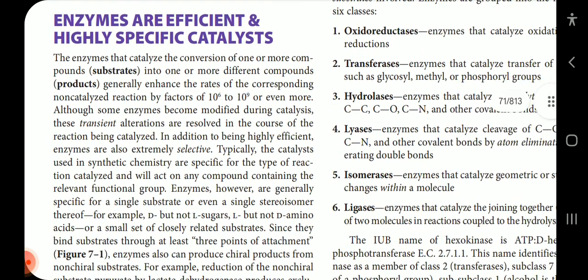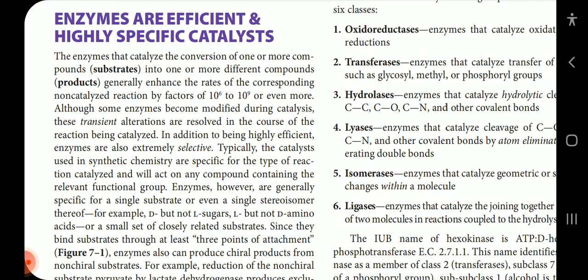Enzymes are efficient and highly specific catalysts. The enzyme that catalyzes the conversion of one or more compounds, substrates, into one or more different compounds, products, generally enhances the rates of the corresponding non-catalyzed reaction by factors of 10^6 to 10^9 or even more. Although some enzymes become modified during catalysis, these transient alterations are resolved in the course of the reaction being catalyzed. In addition to being highly efficient, enzymes are also extremely selective.